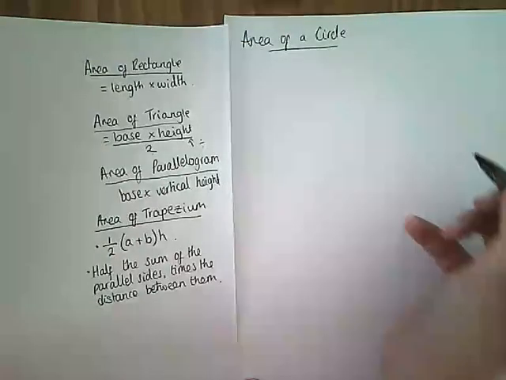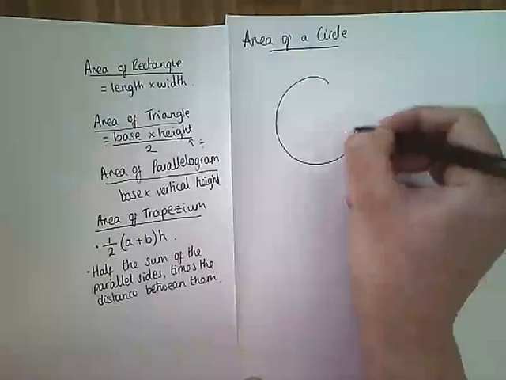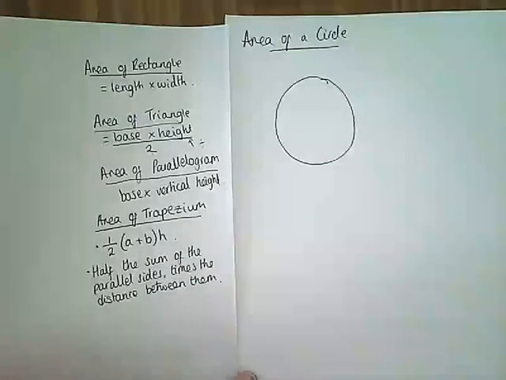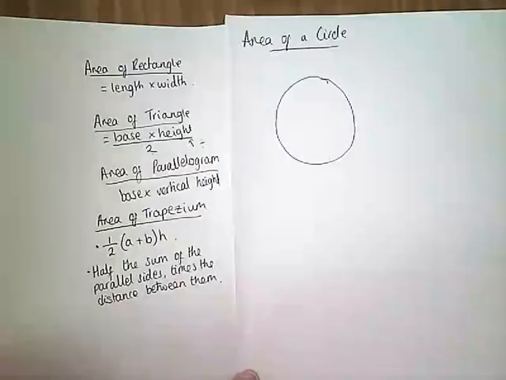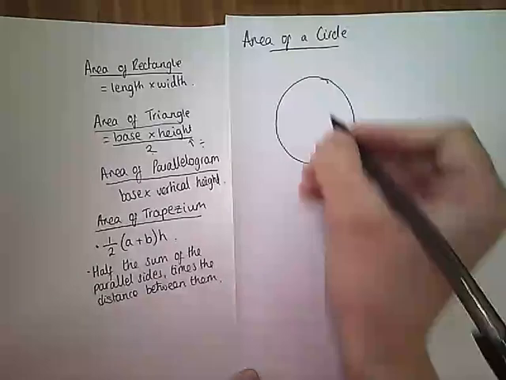Okay, hello everybody. Today we are going to learn about the area of a circle. So here is, albeit a badly drawn, a circle, and we are going to look at the area of it today. Now there are important things that you need to know about a circle. I'm just going to talk about them.